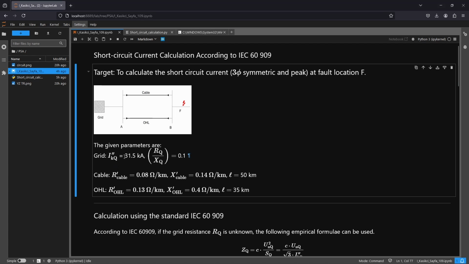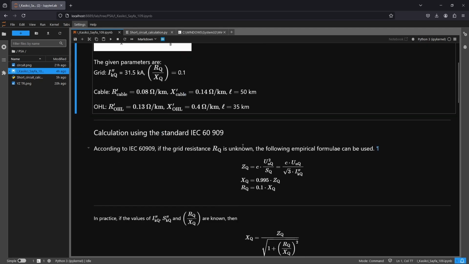The short circuit current for the grid is 31.5 kiloamperes, and for this particular case the ratio of resistance to reactance is given to be 0.1. For the cable used, the resistance per kilometer is given as 0.08 ohms and the reactance is 0.14 ohm per kilometer. The total length of the cable is 50 kilometers, and similar parameters are given for the overhead line. The length is 35 kilometers.